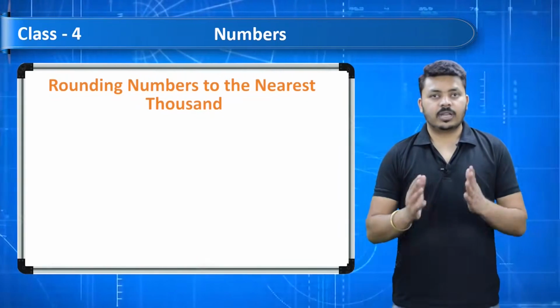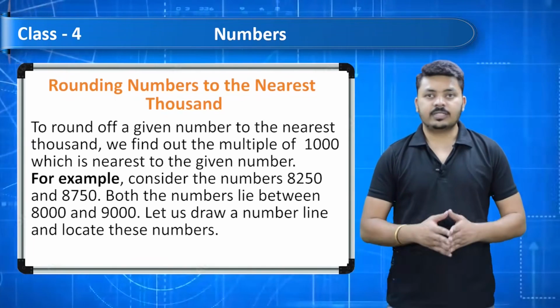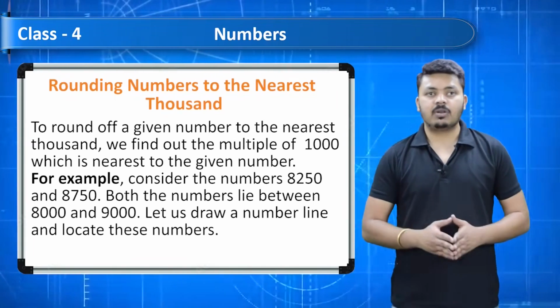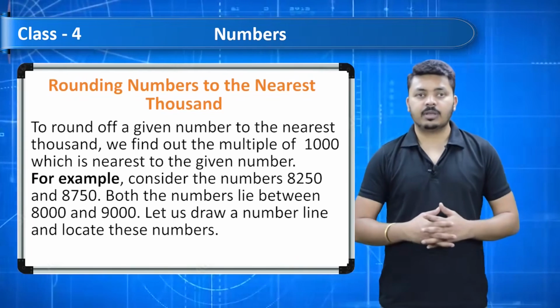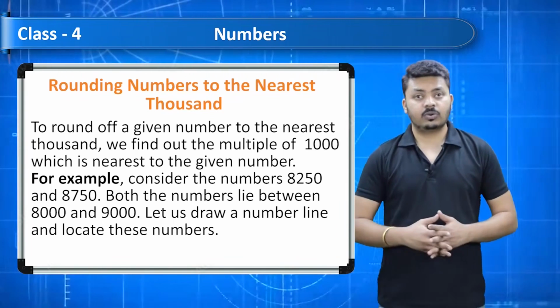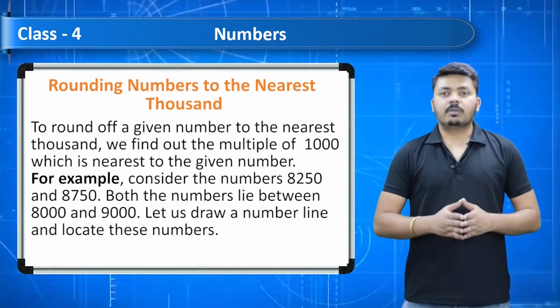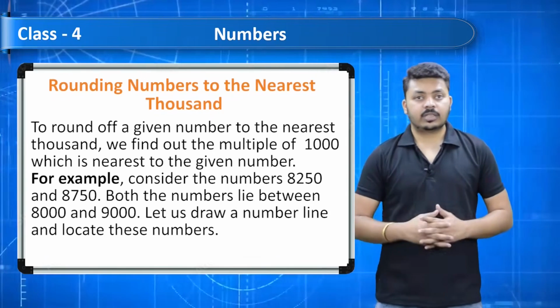Rounding numbers to the nearest 1000. To round off a given number to the nearest 1000, we find out the multiple of 1000 which is nearest to the given number. For example, consider the numbers 8250 and 8750. Both the numbers lie between 8000 and 9000.